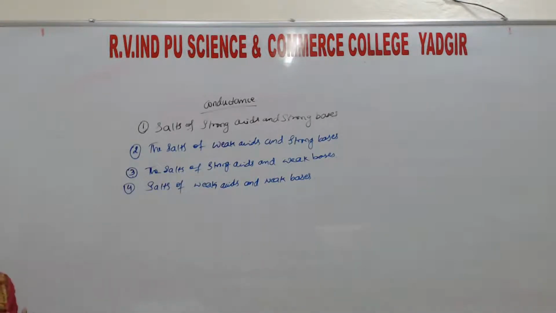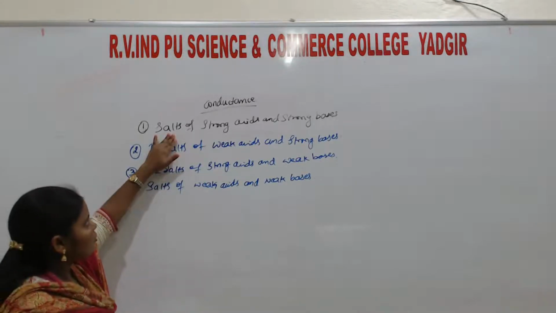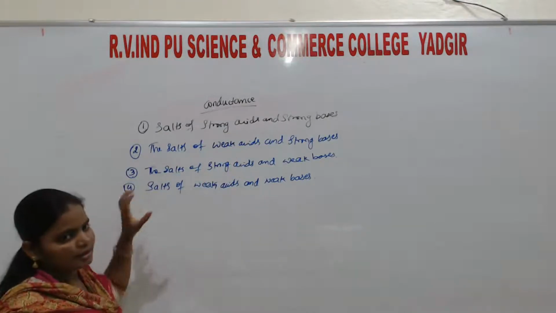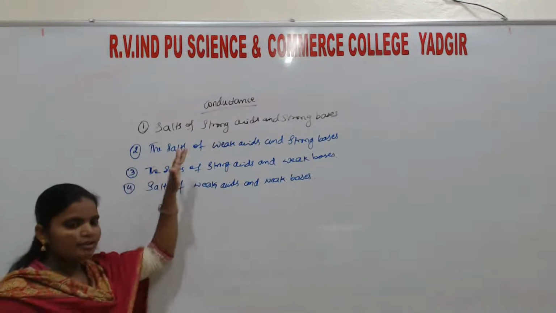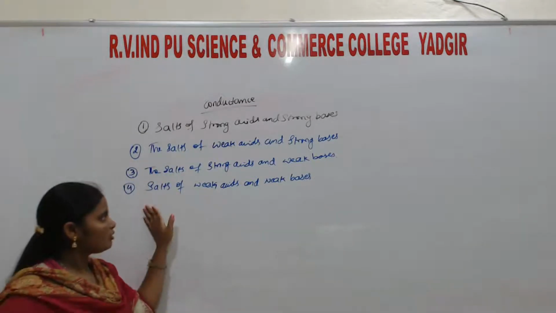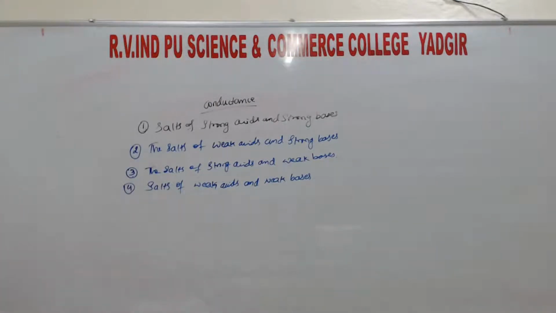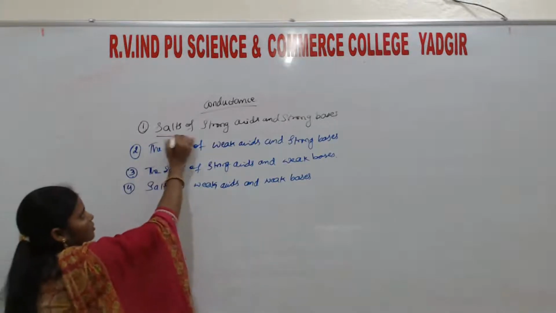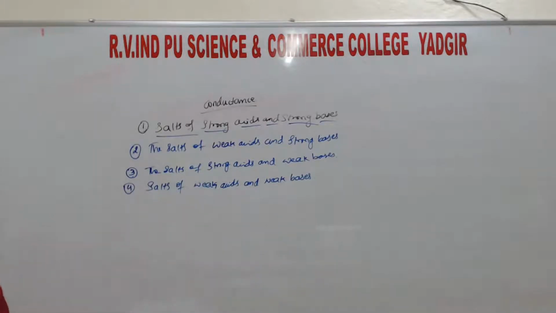These are the types of salts in salt hydrolysis. First one is salts of strong acids and strong bases. Second one is weak acid, strong base, third one is strong acid, weak base, and fourth one is salts of weak acids and weak bases. In the first one, the salts of strong acids and strong bases, we have examples.